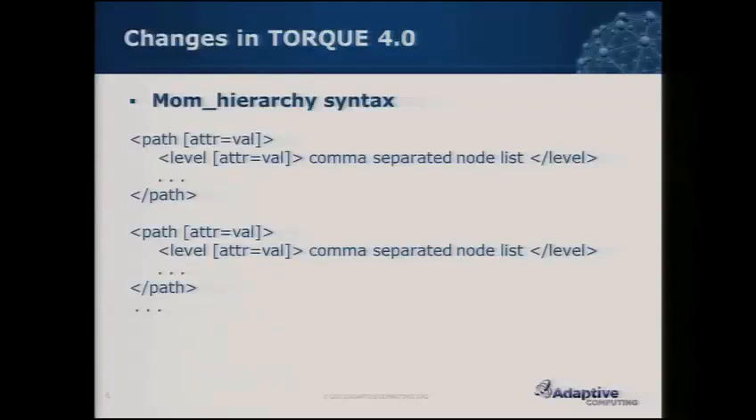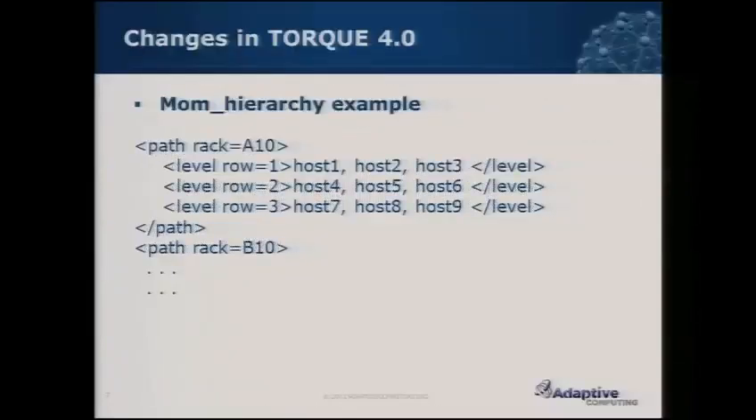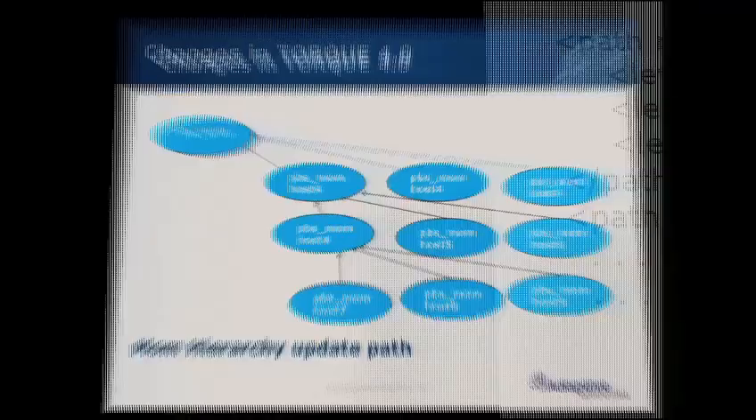What happens if the top level MOM dies? Good segue. We'll get right there. So here's an example, and in the next slide we'll start talking about that. So we have path. The attribute is optional. It's like row 1, row 2, rack A, so you can keep track of where things go, and then you can have multiple of these, as many as you need.